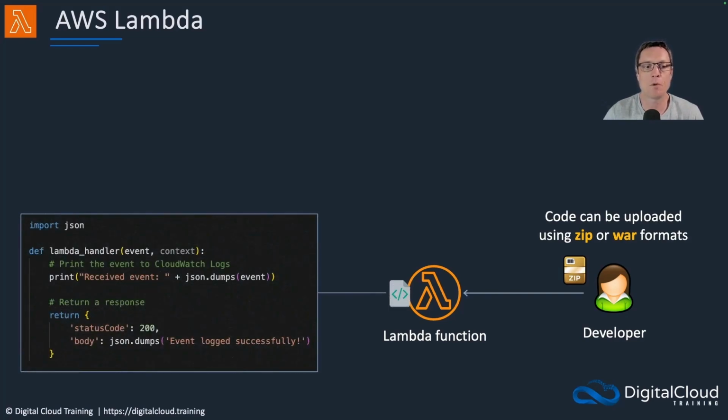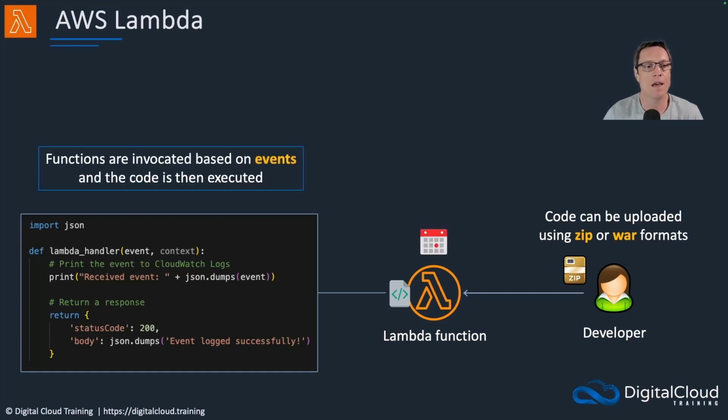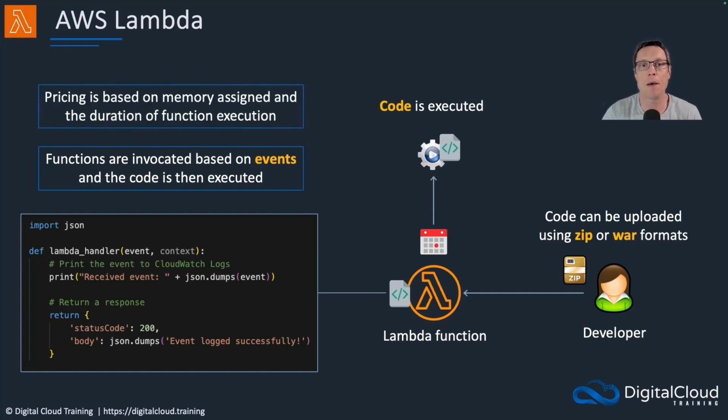In this case, it's a simple Python script that runs through and logs an event to CloudWatch logs. So we've got some Python code. Now the Python code has been added to the function. At this point in time, nothing is happening and we're not spending any money. We've created a function, but it's not actually running, so we're not paying anything. Then Lambda functions are invoked based on events, and then the code is executed. So in this case, some kind of event, some kind of trigger is causing the Lambda function to execute the code. Pricing is based on memory assigned and the duration of the function execution.